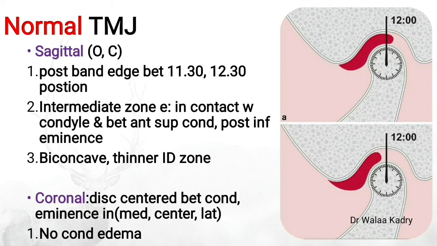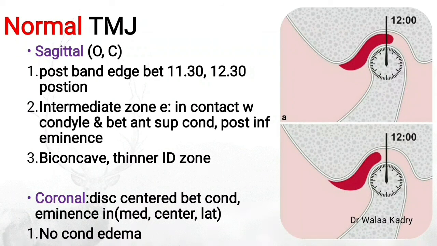The normal disc shape is biconcave with an intermediate zone which is thinner than the anterior and posterior band, and the normal position of the posterior band is between 11:30 and 12:30 on the clock. Any displacement of the disc beyond this position anteriorly is considered displaced in the closed position, and if it's interpreted displaced, we should return to the open view and check if the disc recaptured the condyle during opening or not, to assure whether it is disc displacement with reduction or without reduction.